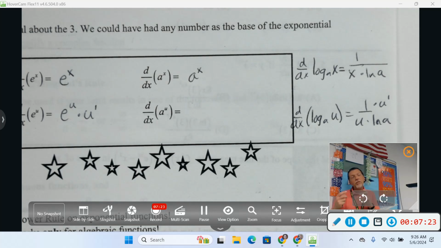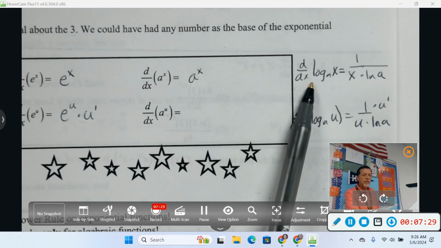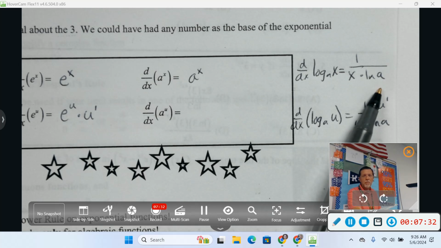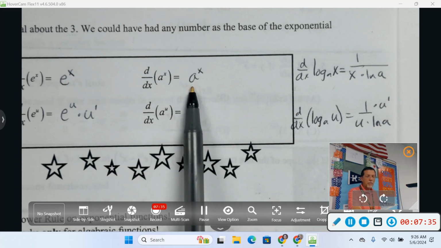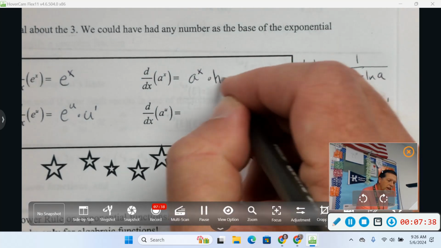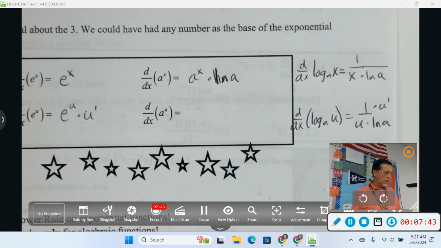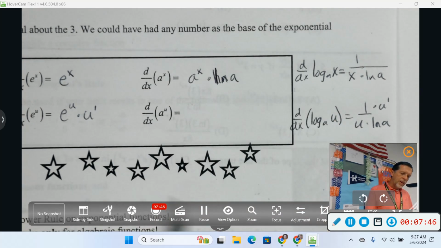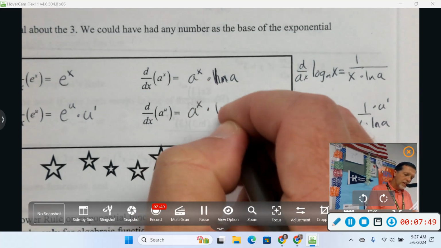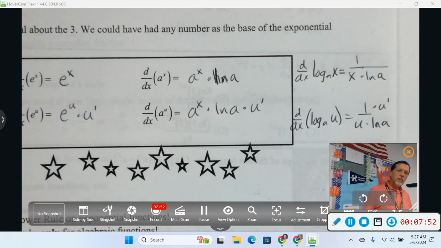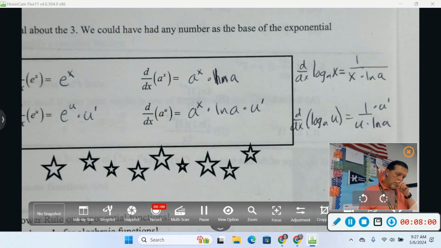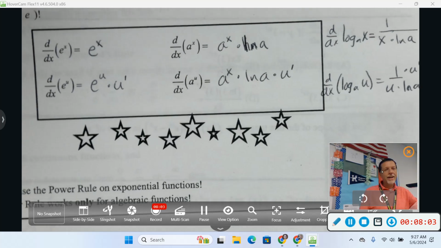Okay, logs and exponents are kind of backwards. They are inverse functions of one another. So with derivative of log base a, we had a natural log of a in the bottom. Derivative of base a to the x, we're going to have a natural log of a in the top. And if it's a to the u, it's still going to be a to the u times natural log of a times u prime. Okay, you got to know those.